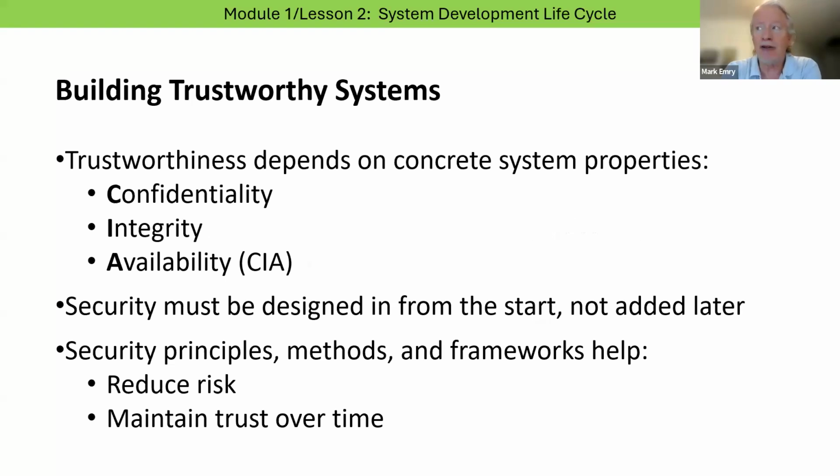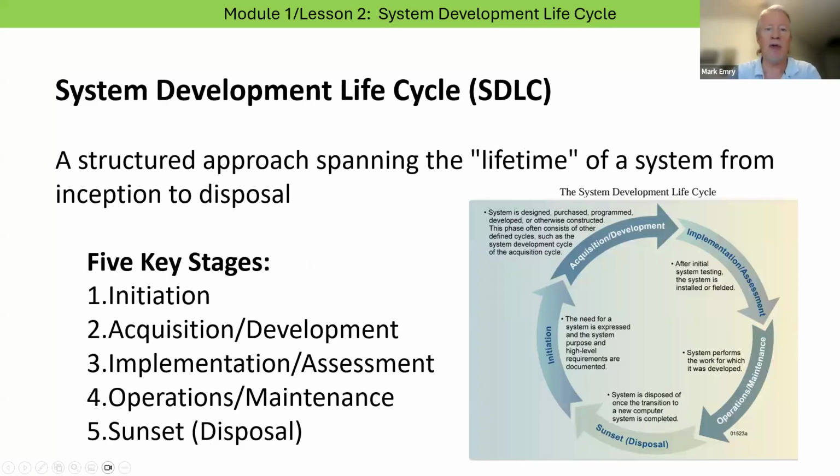So we've learned about the CIA triad: confidentiality, integrity, and availability. We also want to remember that security must be designed from the start and not added on. And in order to build trustworthy systems, we need security principles, methods, and frameworks that help reduce risk and maintain trust over time. Here is a general model of the system development lifecycle.